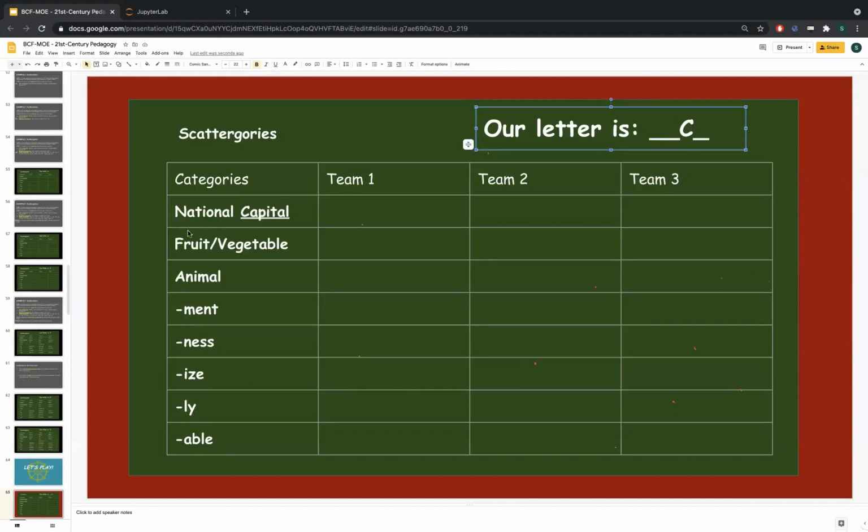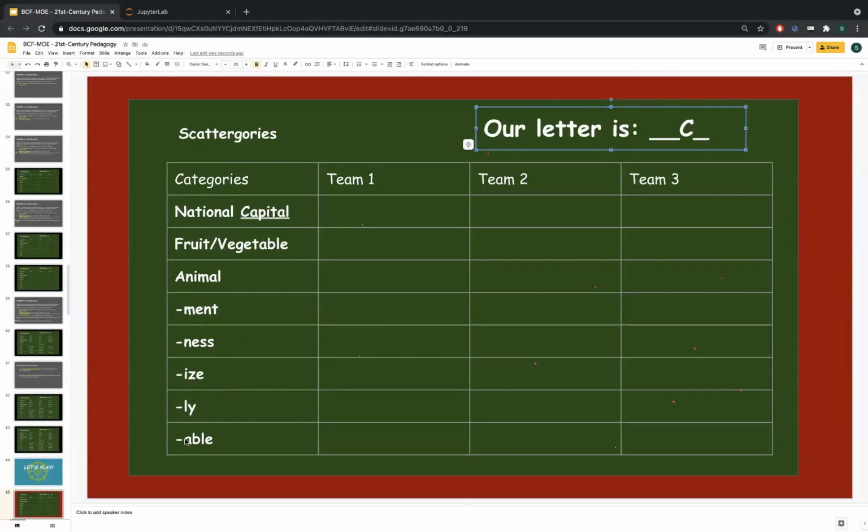So our categories are national capital, not country. This is the capital. So maybe you need to use the globe, or maybe you need to use the atlas or the internet, whatever you want. We have fruit or vegetable still. We have animal. We have a word that ends in ment. We have a word that ends in ness, like kindness. We have a word that ends in eyes. We have a word that ends in ly, like lee. And we have a word that ends in ubble.